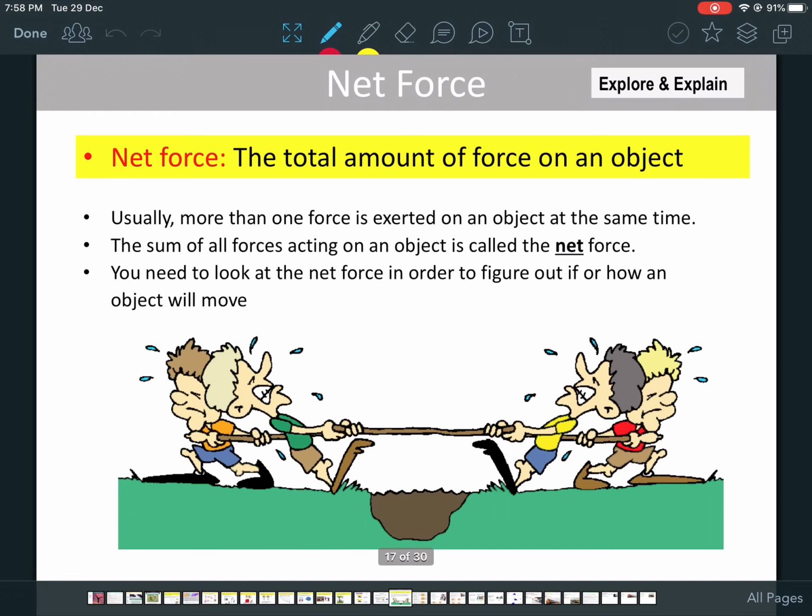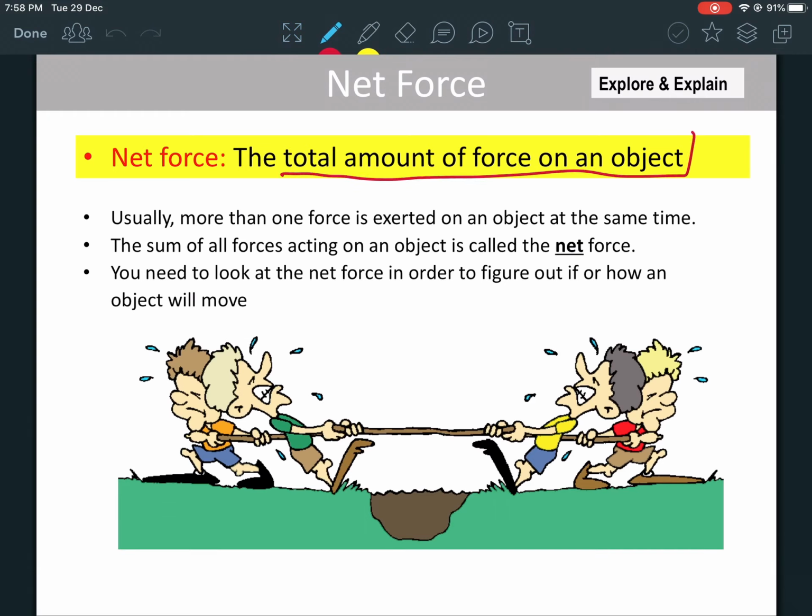So, basically, a net force is the total amount of force acting on an object. Total amount. That means the sum of amounts. Okay, that means adding all the amounts or subtracting. We're going to be using addition and subtraction when we talk about net forces.